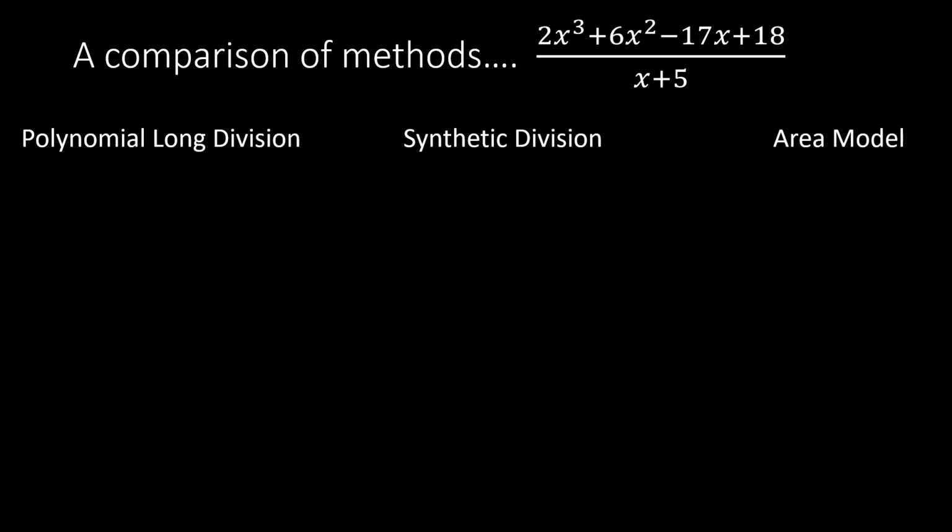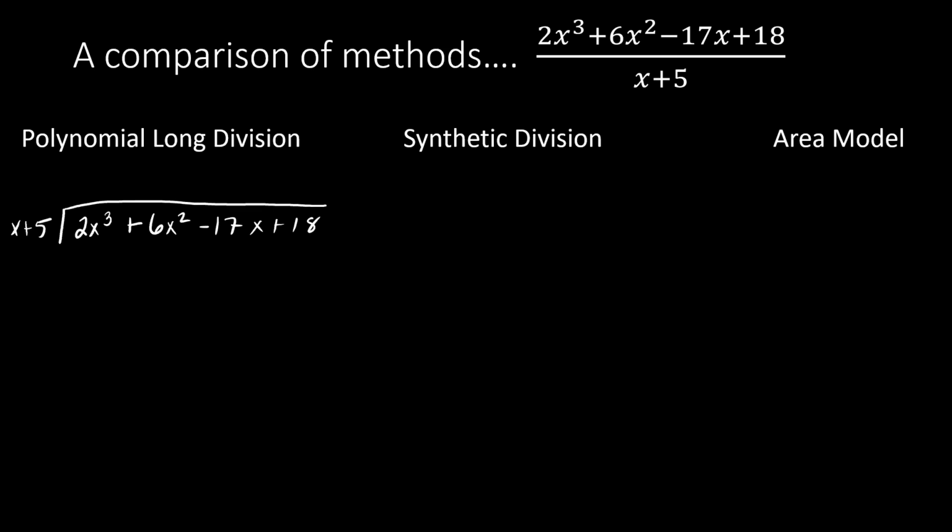Now, we'll start with polynomial long division. This one is based off of the division algorithm that we use for dividing numbers. The better you are at dividing numbers with the long division algorithm, the better you'll be able to carry out this method. So for this, we're going to set up a regular division symbol, and we put the polynomial that we are dividing on the inside: 2x to the third plus 6x squared minus 17x plus 18. And then we're going to divide that by x plus 5.